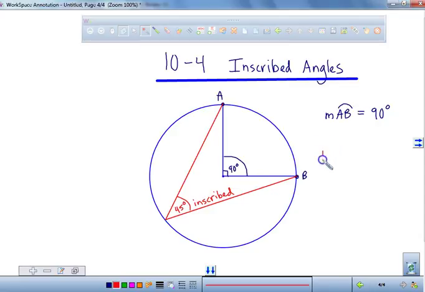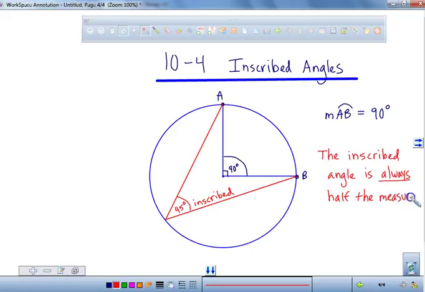So here's what I'd like you guys to write. Write in your journal: the inscribed angle is, keyword, not sometimes, always half. Remember, I'm recording. Half the measure of its corresponding arc. So the inscribed angle is always half the measure of its corresponding arc. Or you could say what? You could say that the arc is always double the inscribed angle. So you could say it two different ways.